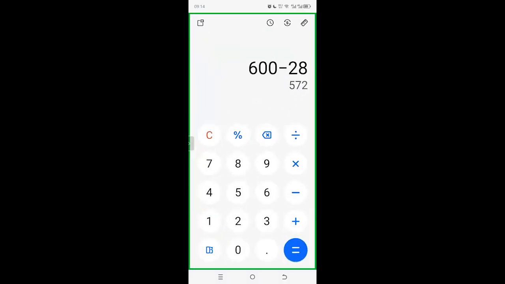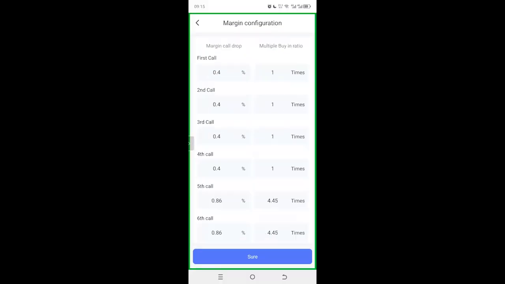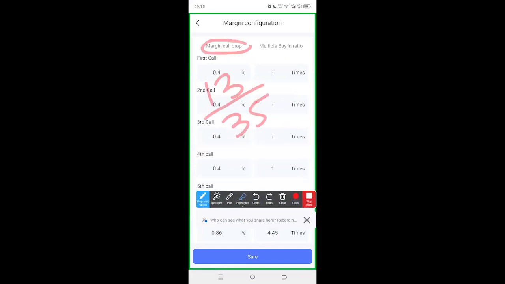What is the remaining margin calls? Is it 31? I come here and say 7 times 31. What do I have? 217. 217. What am I doing? I am doing this. I am getting this.